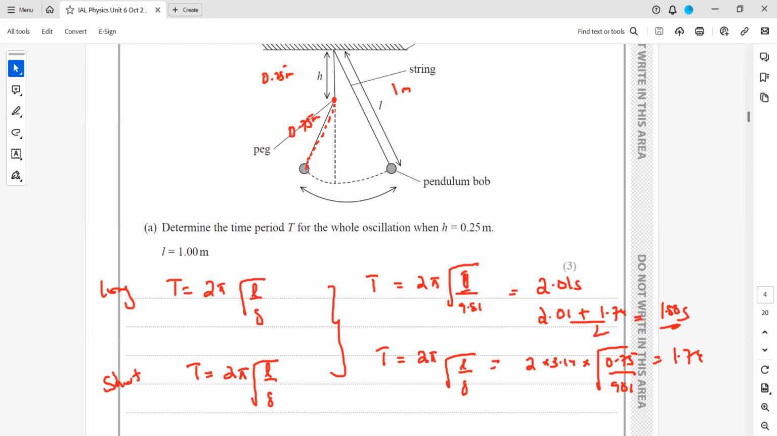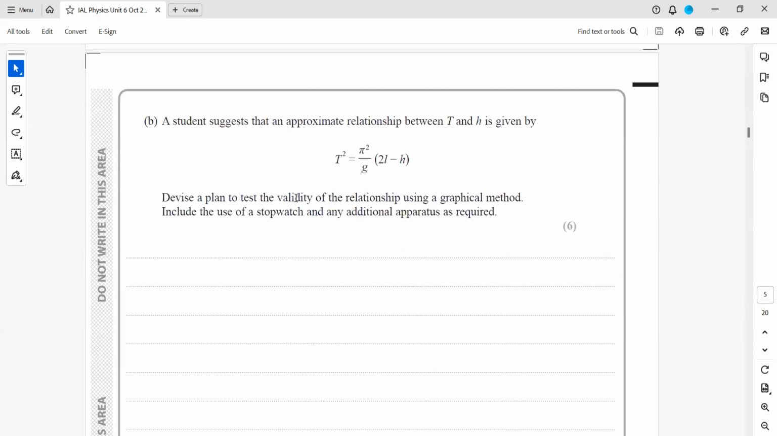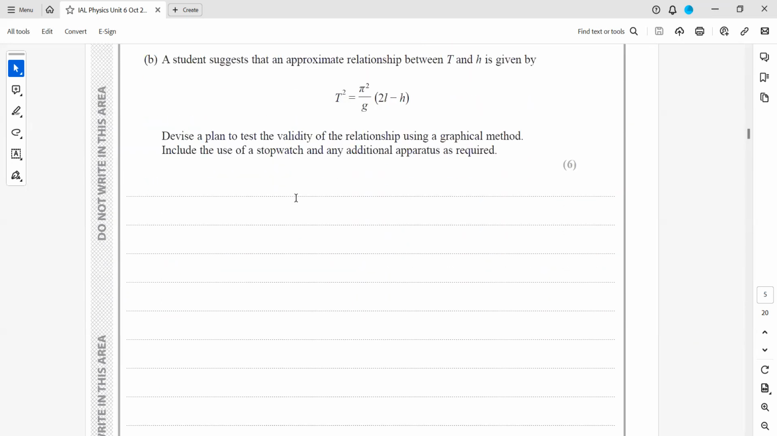Okay. The next is, after finding the time period, the next part: a student suggested that an approximate relation between T and h is given by a formula that T square is equal to pi square over g bracket 2L minus h. Devise a plan to test the validity of this relation using a graphical method. Include the use of a stopwatch and any additional apparatus as required.